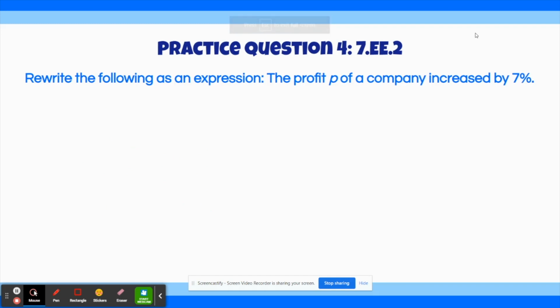Okay, practice question number 4 says, rewrite the following as an expression. The profit P of a company increased by 7%. So again, you can pause the video and solve this by yourself, and when you're ready to see the answer, you can play the video again.